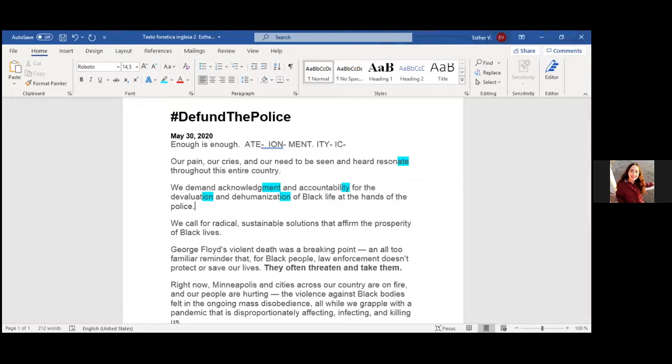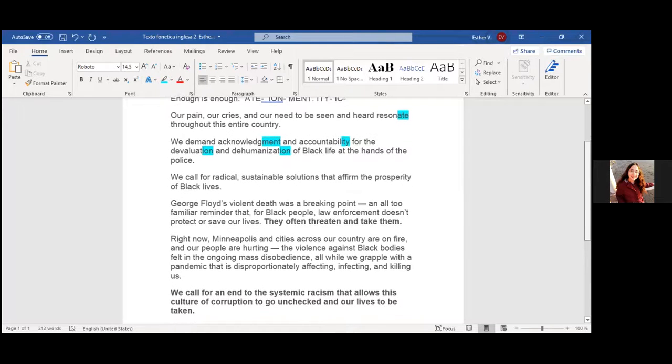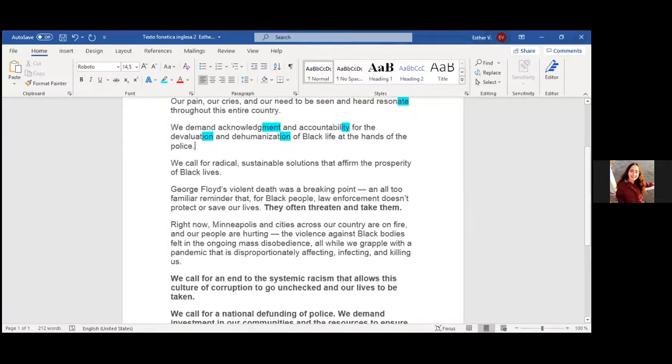And the next one we're going to do is counting the syllables. So, can someone tell me how many syllables systemic have? Maybe 3 syllables. Okay, that's good. It has 3 syllables.